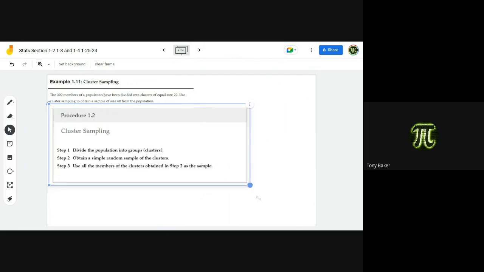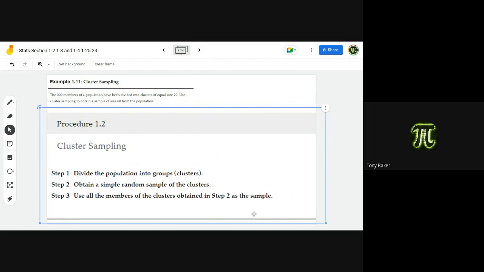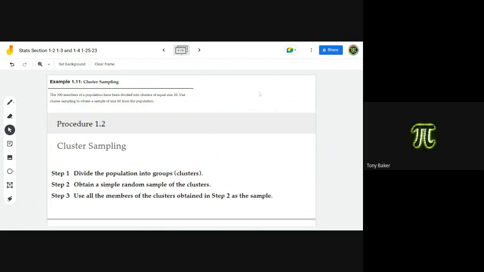So the other thing we can do is called cluster sampling. In this one, we're dividing the population into clusters or groups. And then we're obtaining a simple random sample of the clusters, not the people. And we use all the members of those clusters.